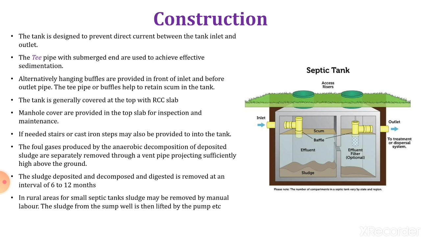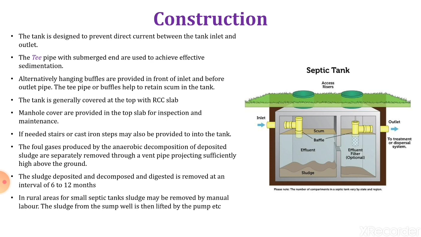The septic tank is designed to prevent direct current between the tank inlet and outlet. T-pipes with submerged ends are used to achieve effective sedimentation. Alternatively, hanging baffles are provided in front of the inlet and before the outlet pipe. The T-pipe or baffle helps to retain the scum in the tank. The tank is generally covered at the top with an RCC slab. Manhole covers are provided in the top slab for inspection and maintenance. If needed, stairs or cast iron steps may also be provided into the tank.